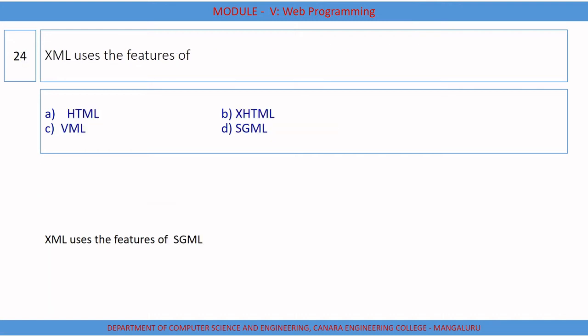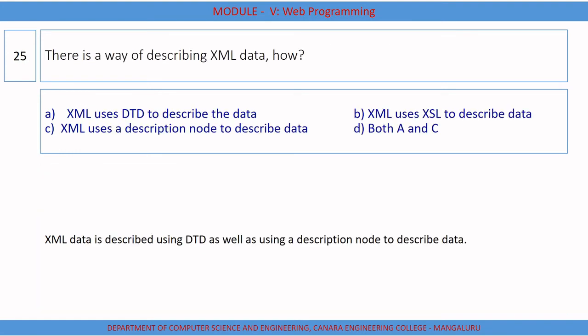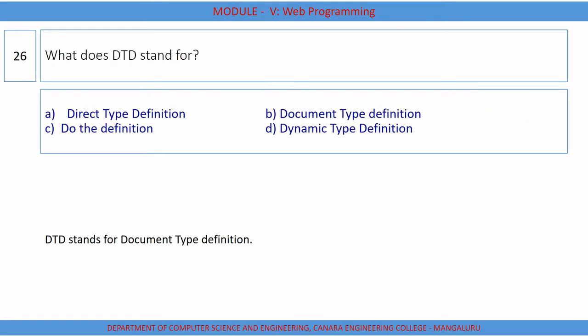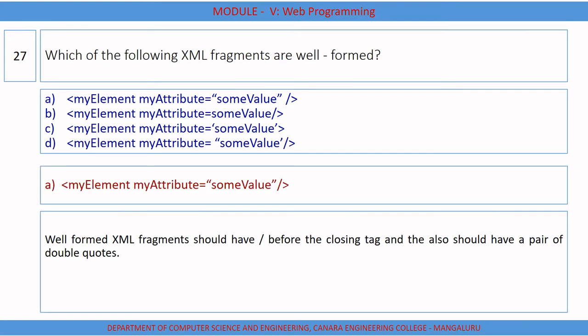XML uses features of SGML. So D. Declare the way of describing XML data. How? We can use a DTD as well as a description node to describe data. So answer is both A and C. DTD stands for document type definition. Answer is B. Following XML fragments are well formed. So here answer is A.